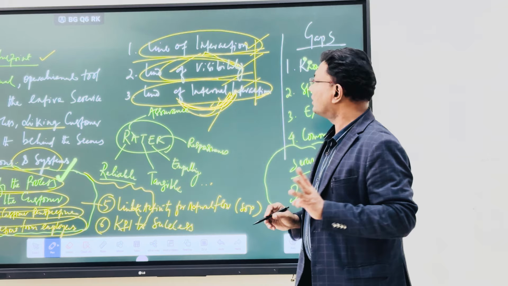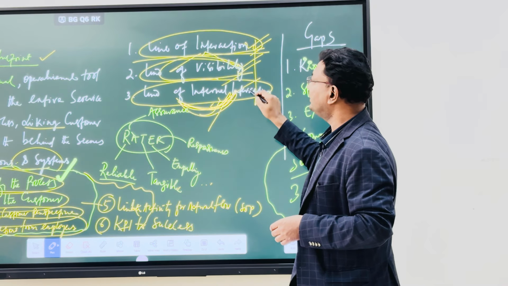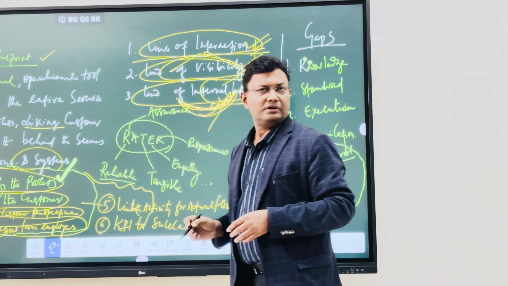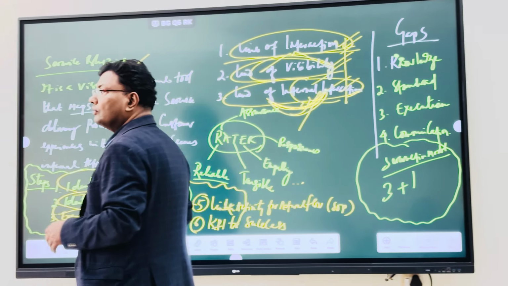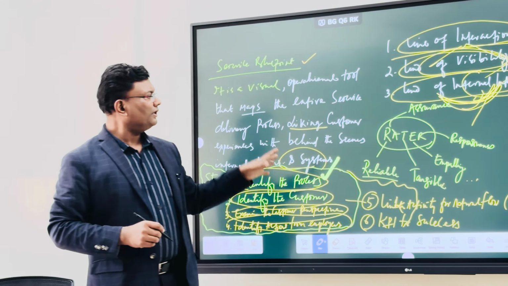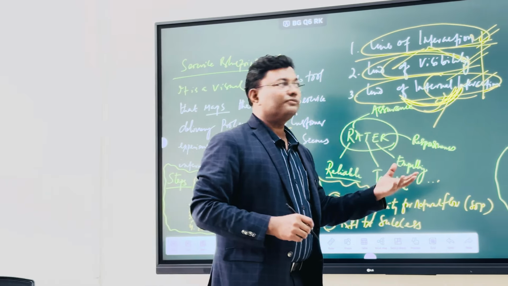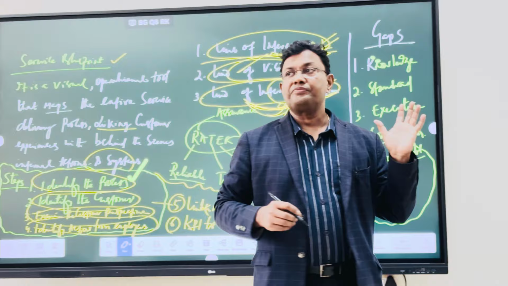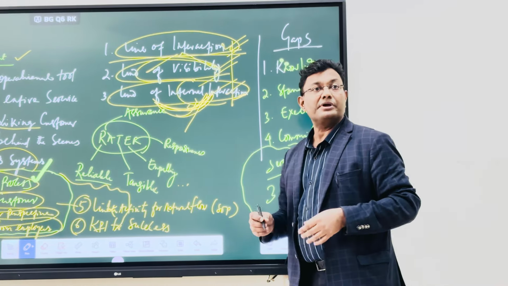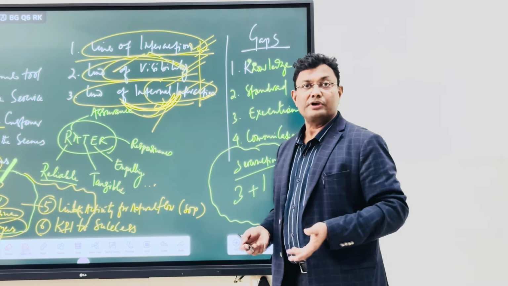So there are 3 lines of interaction: line of interaction, line of visibility, line of internal interaction. 3 lines in service blueprint. Now, we have covered the basics of service blueprint. Let me give you a backdrop of why service blueprint is essential, why we are trying to have a graphical representation of all our standard operating processes.